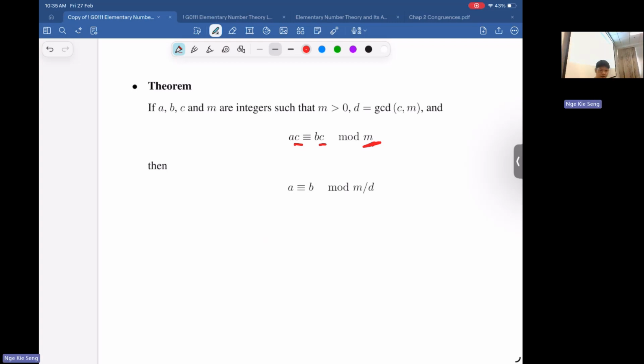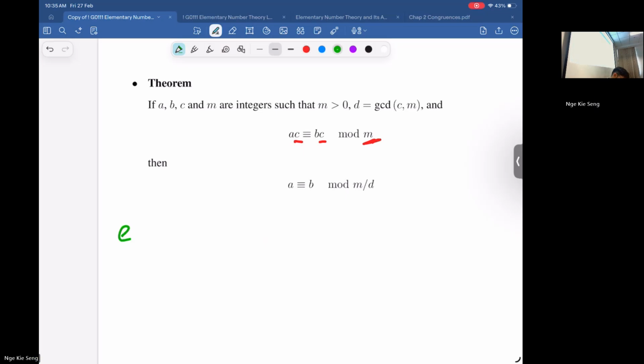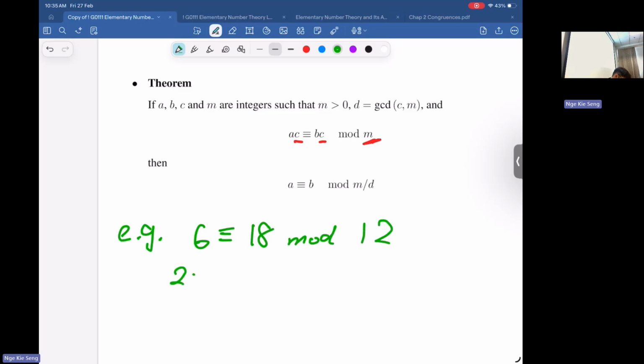Okay, so there's an example inside your notes. Let's say 6 is congruent to 18 mod 12. What you can see here is this is 2 times 3 congruent to 2 times 9. Okay, that one is not good, because we want the same C, right? So I need to push up my 3, so I got a 6 here.